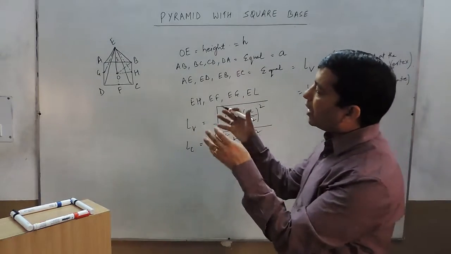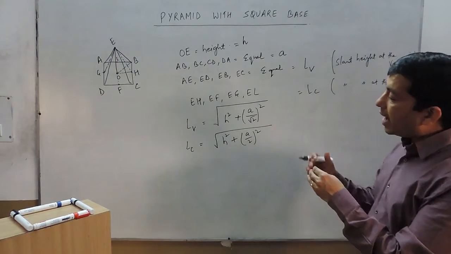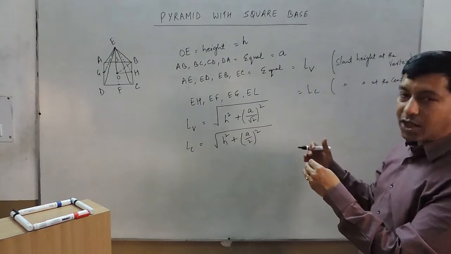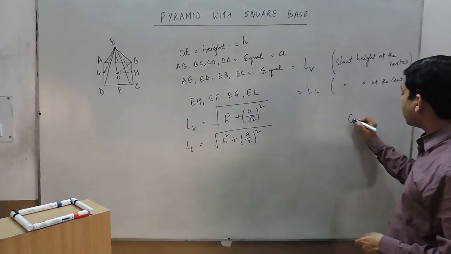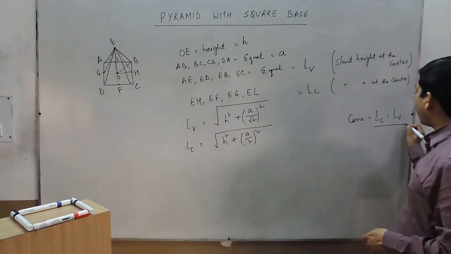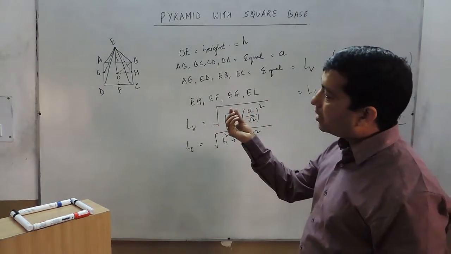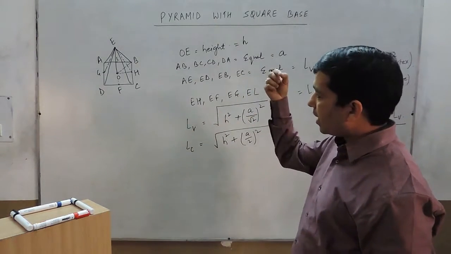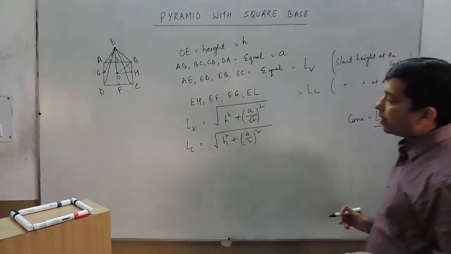If we keep on increasing the number of sides, the lengths of LC and LB keep coming closer to each other. In the case of a cone, the value of LC and the value of LB are both equal because the side is of negligible length, and the lengths to the vertex and to the center are both equal.